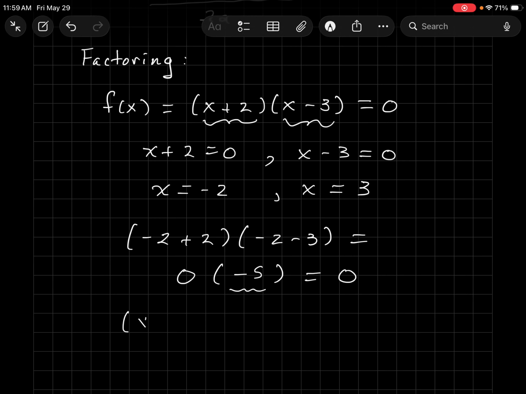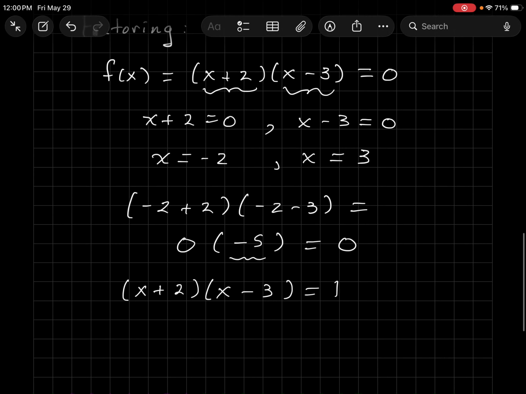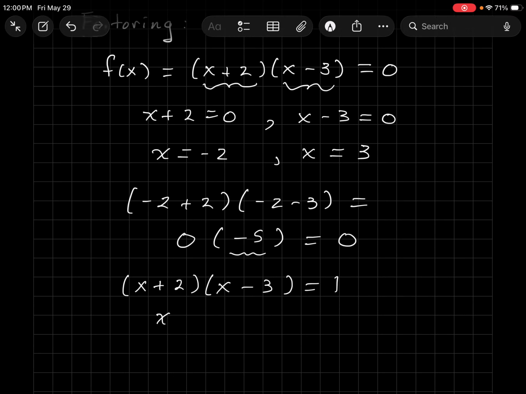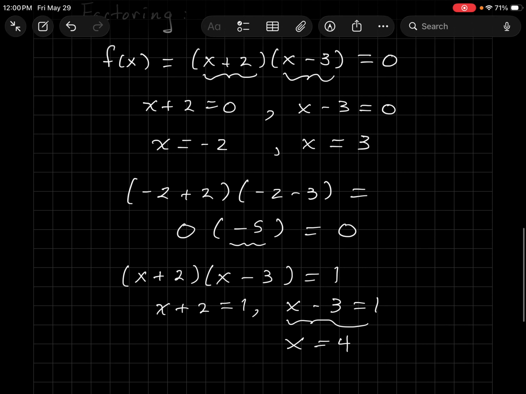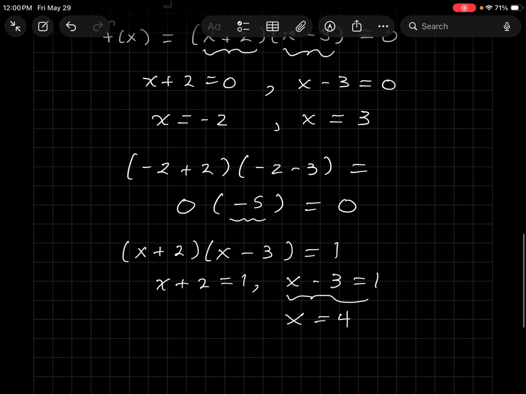But what if we had something like this: x plus 2 times x minus 3 equals 1? Could I do a similar thing here where I say either x plus 2 equals 1 or x minus 3 equals 1? I'll solve this one here. This will give us x equals 4. So when x equals 4, I get that this second factor is 1.